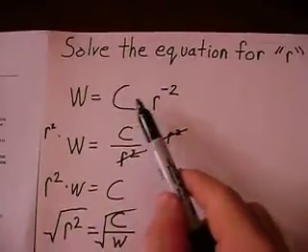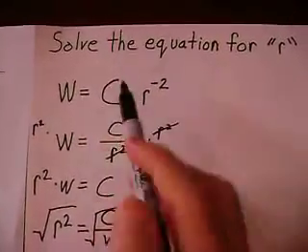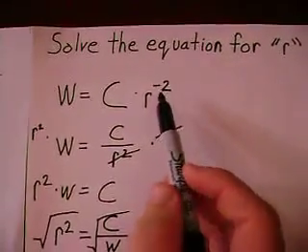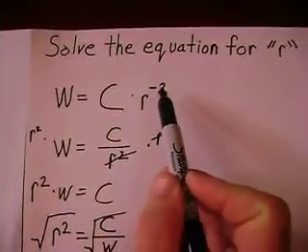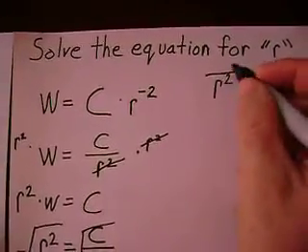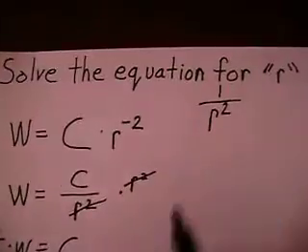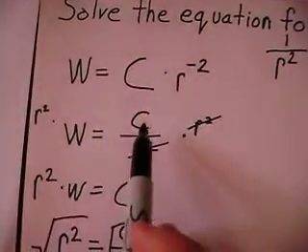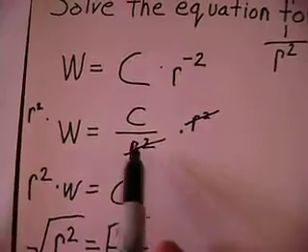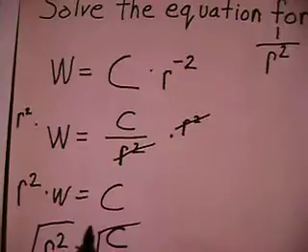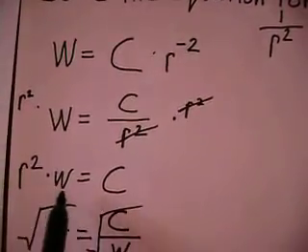Solve this equation for R. W equals C, that's just multiplication right here, times R to the negative 2 power. You can also write R to the negative 2 power as 1 over R squared. So whenever we do that, we end up with W equals C over R squared. We can multiply both sides by R squared. Whenever we do, we get R squared times W is equal to C.